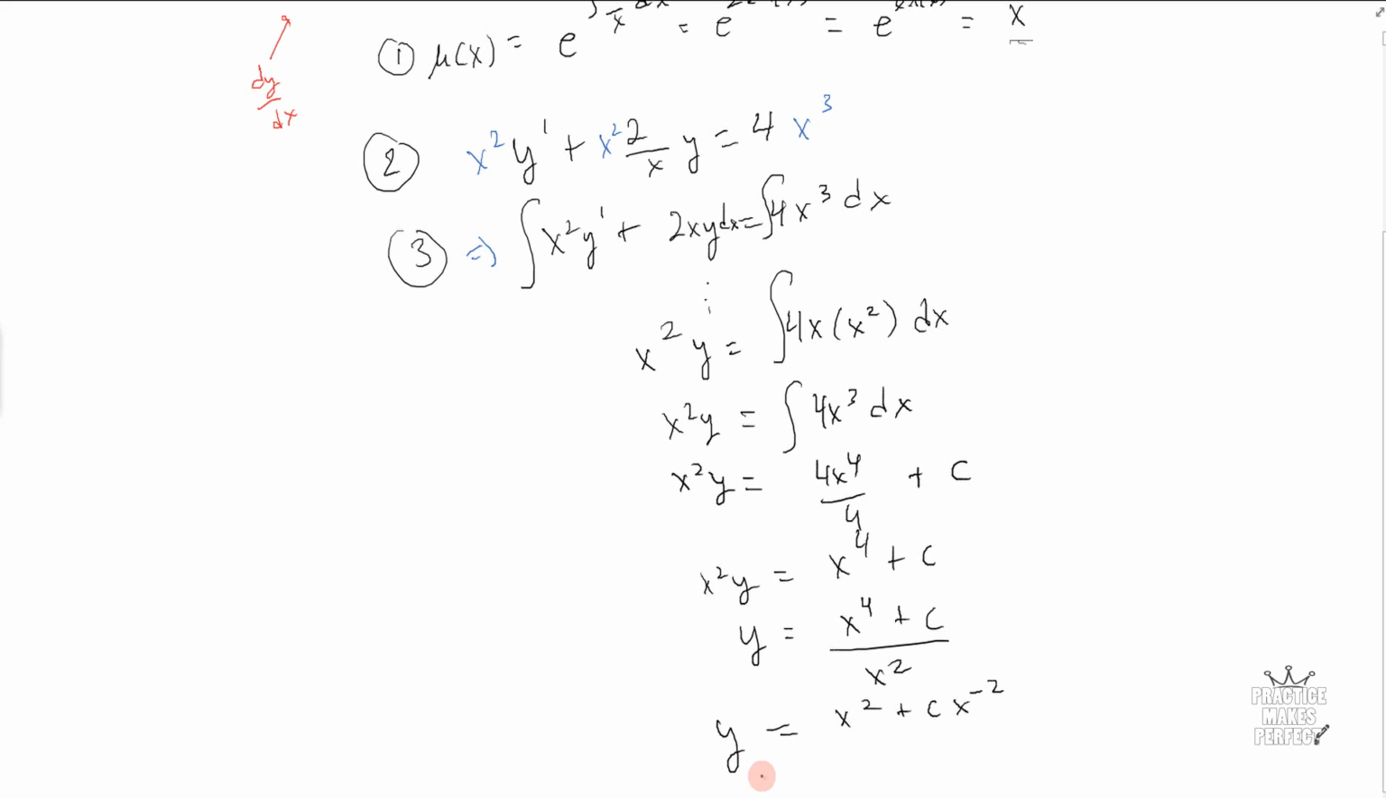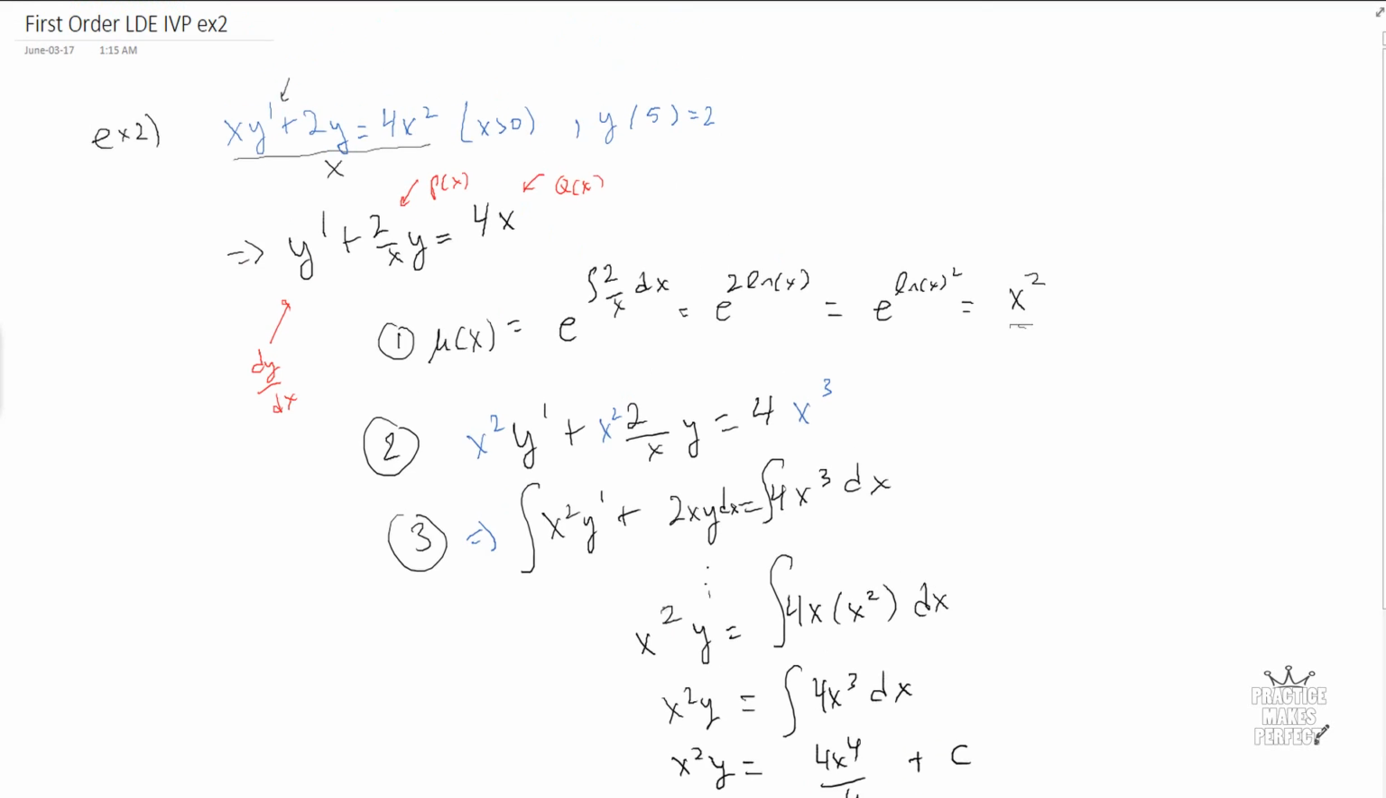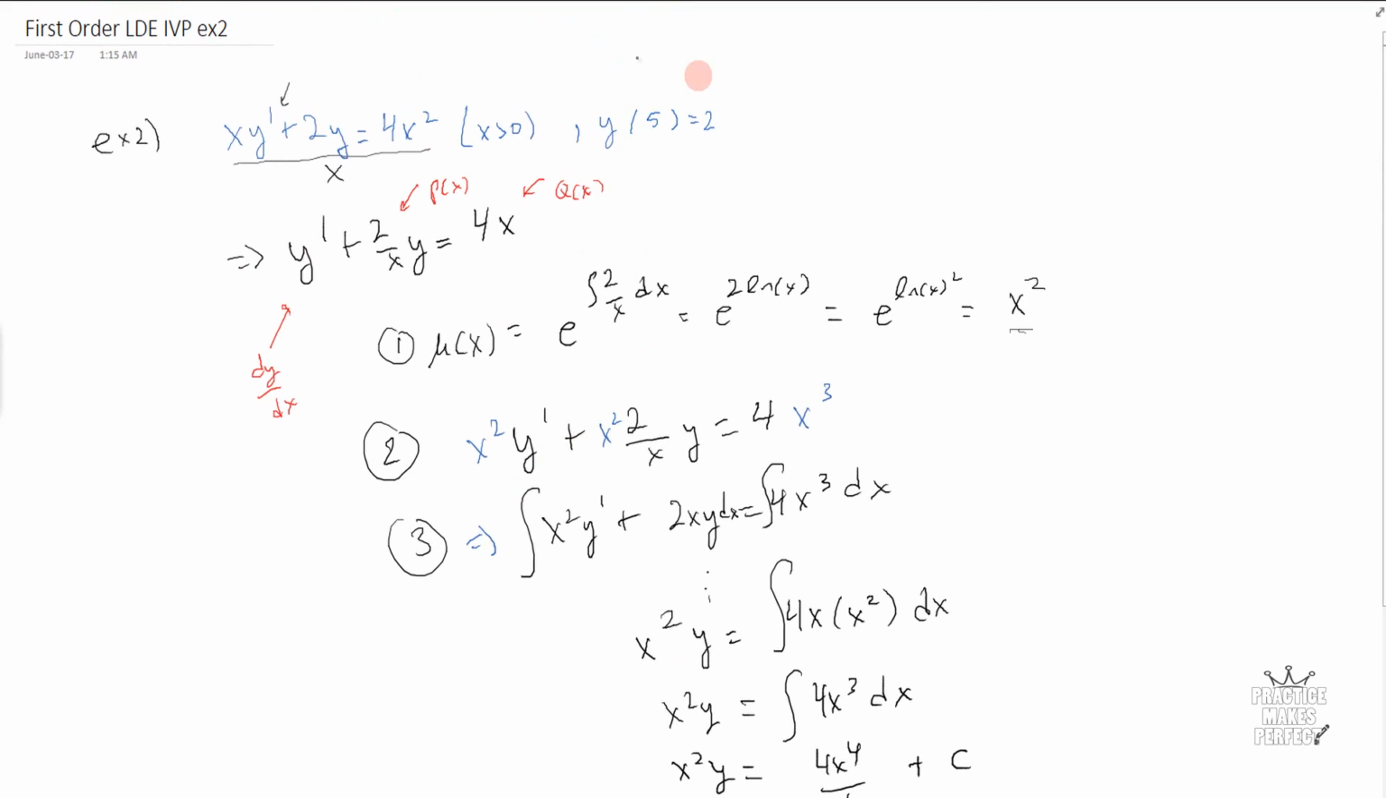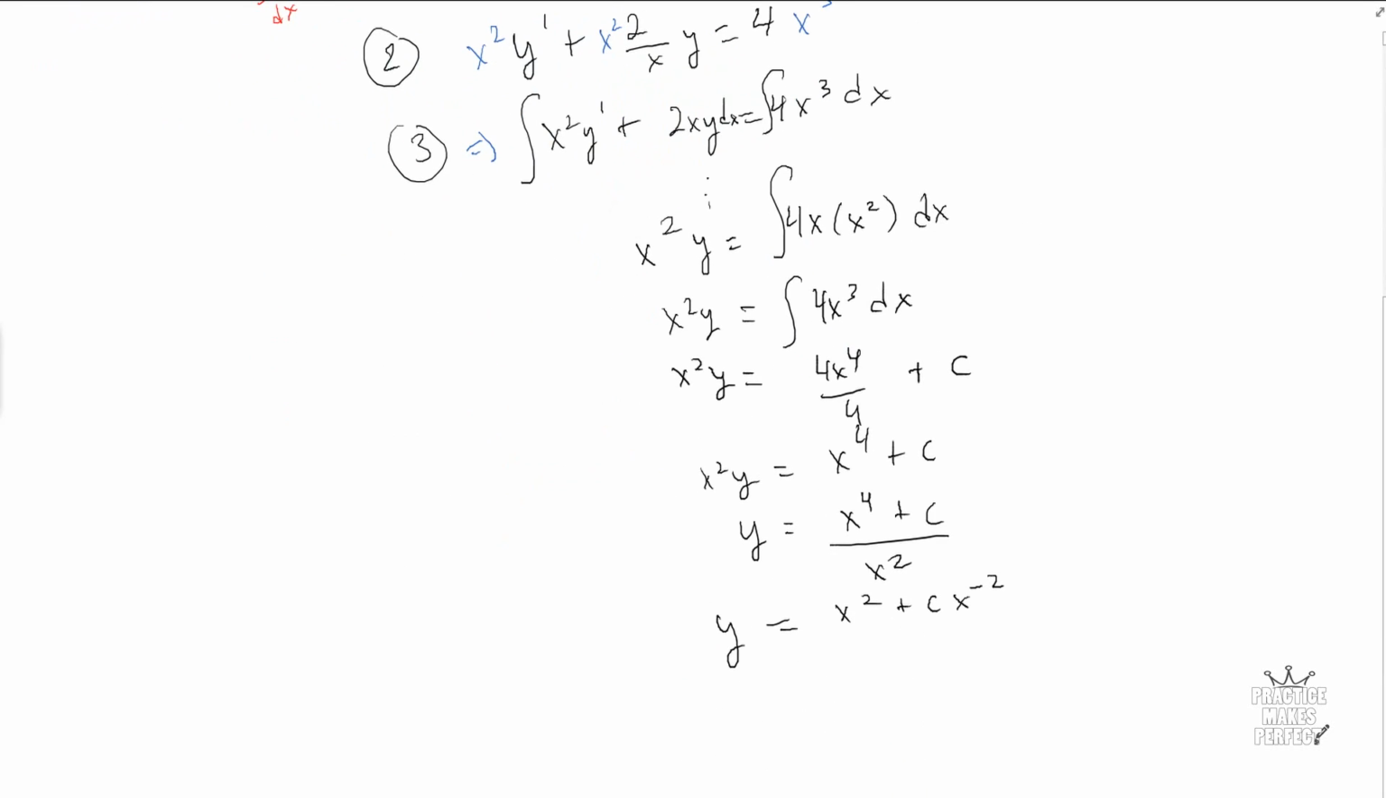Okay, but we are not done with the question. This is an initial value problem, just as we've seen up here, with y of 5 equals 2. So when x equals 5, y is equal to 2. So we can say 2 is equal to 5 squared plus c times 5 to the power negative 2. And then we solve for c.